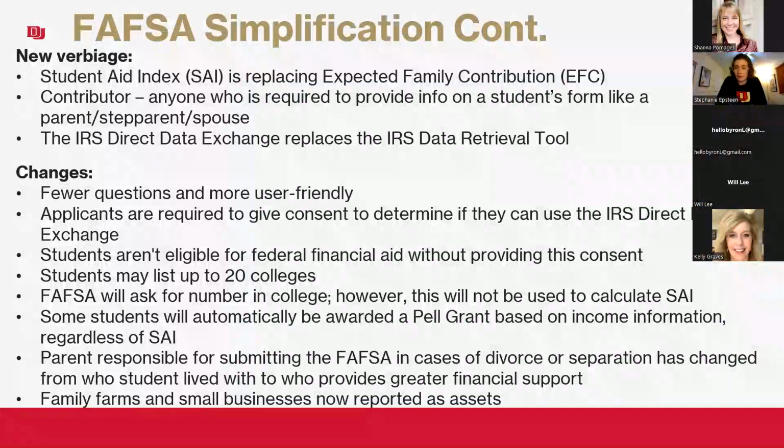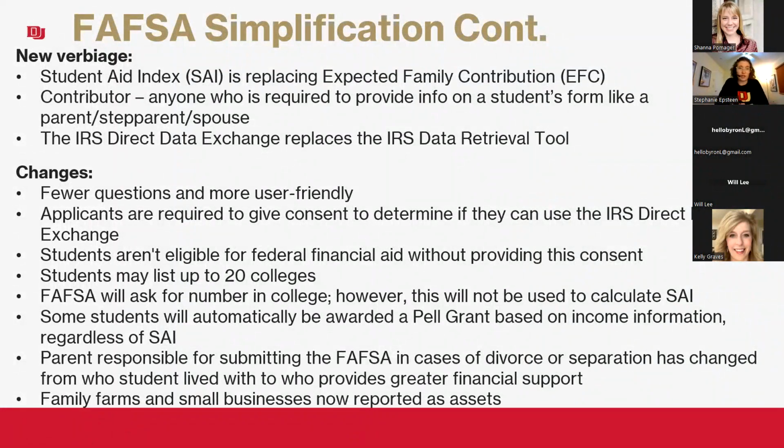One thing at the University of Denver, we also use a CSS profile, which we're going to talk about in a second. It does ask for the number in college and it actually does include it in our institutional need-based aid calculation. So it's really similar on that side to the old FAFSA. Some students will also automatically be awarded a Pell Grant based on income information, regardless of SAI. EFC used to be determined, and there was a chart that if your EFC fell within the threshold, you may be eligible for a Pell Grant.